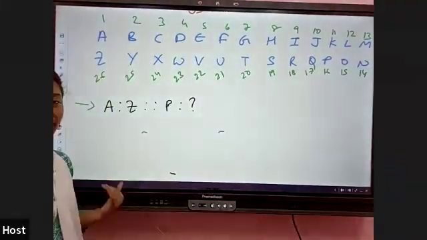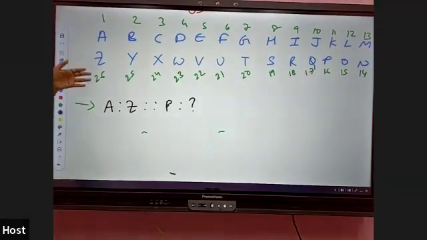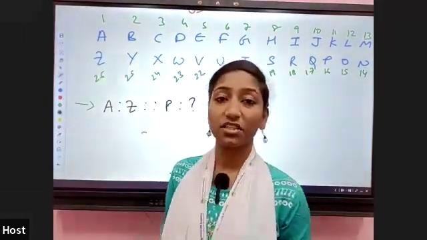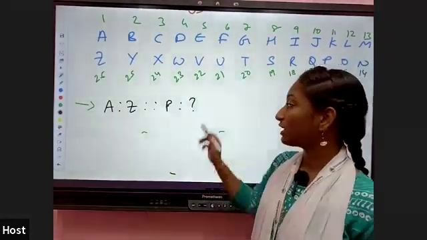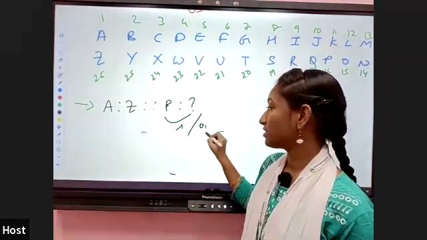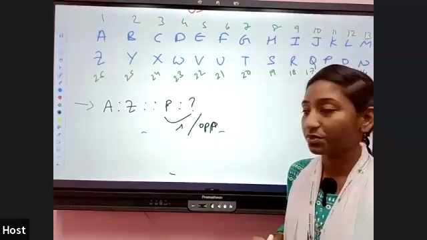What is the relation between A and Z? There is -1 and also opposite letter. A to Z relation is -1 and also opposite letter. Here we can do -1 or opposite also. So we should solve according to the options.